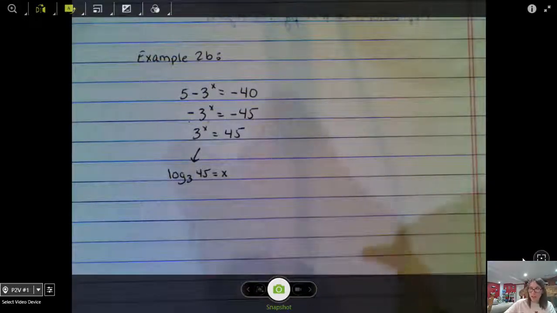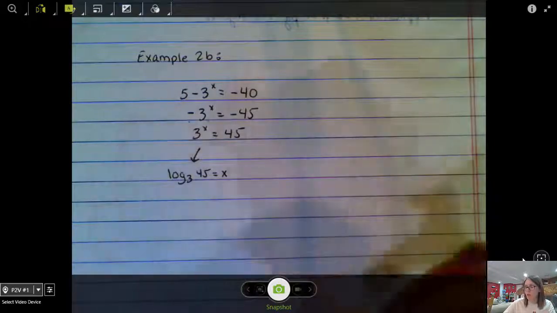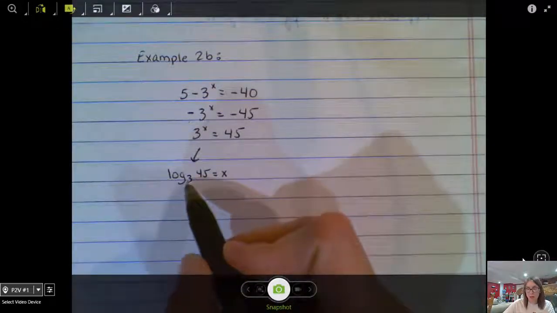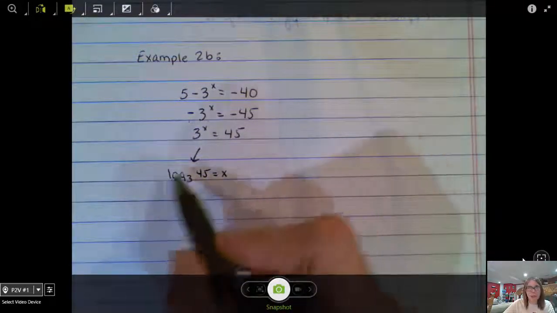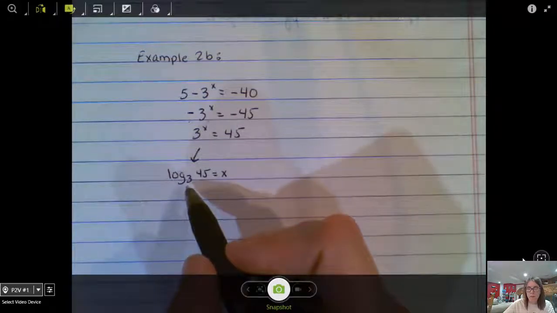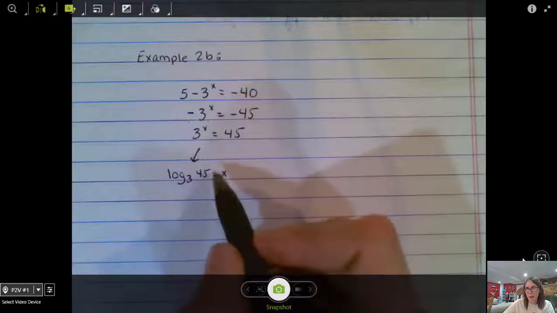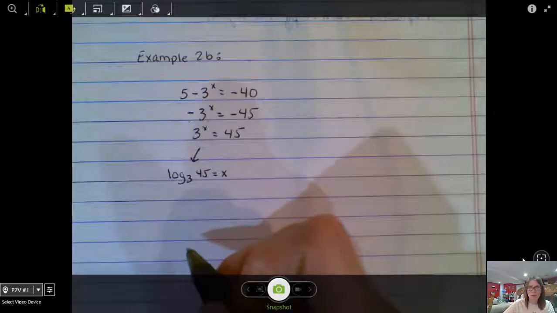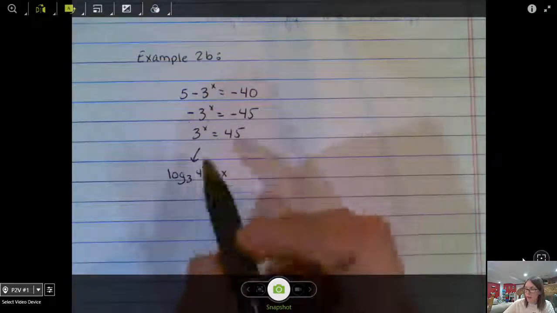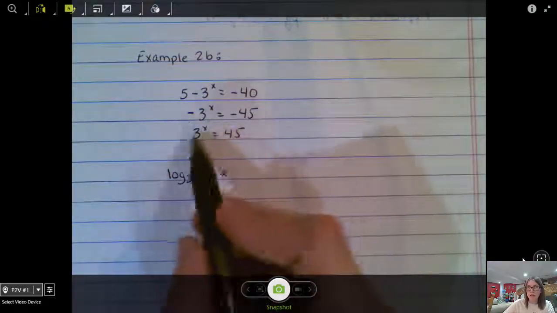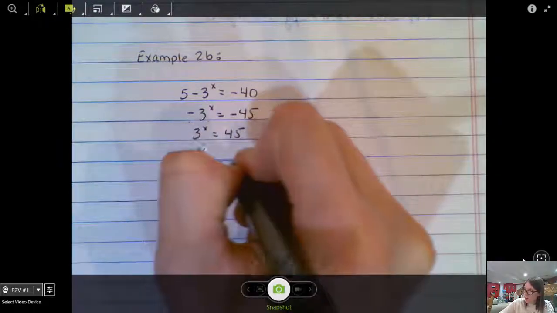I didn't go through this in the last video, but it's always a good idea to double check that we can't evaluate this log any further. Does 3 to a power give me 45? No. And really, if it did, we would have been able to see this a little bit earlier here. So x equals log base 3 of 45.